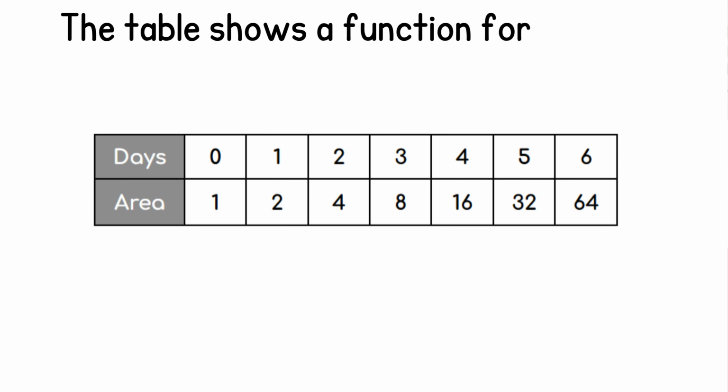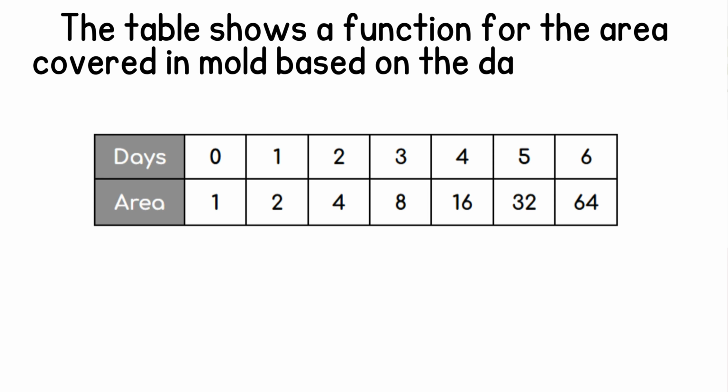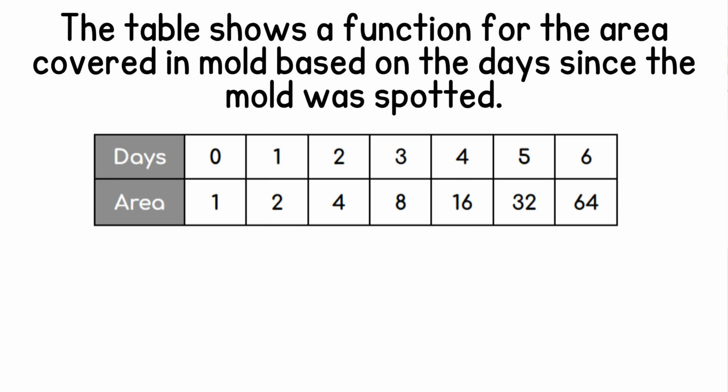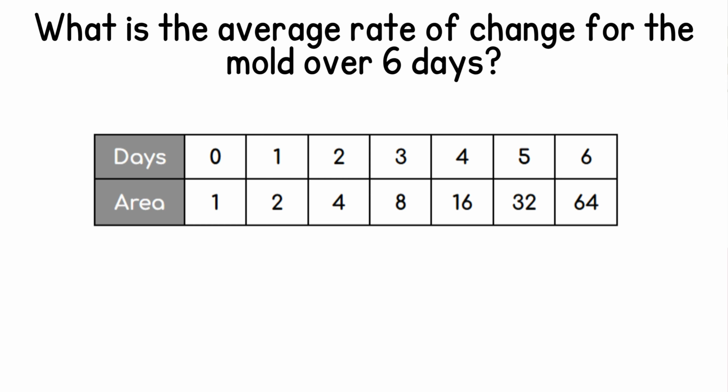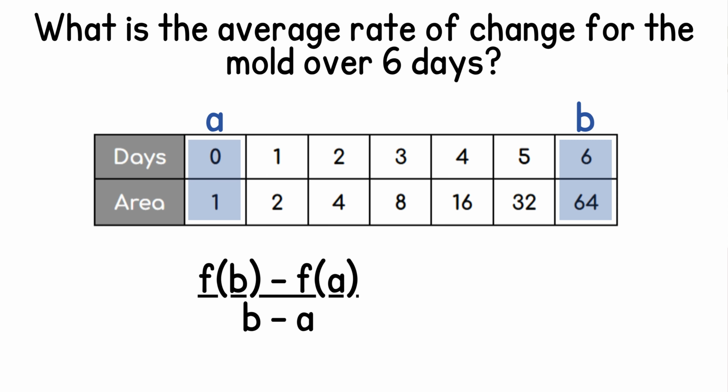In this example, we have a table that shows a function for the area covered in mold based on the days since the mold was spotted. We're going to find the average rate of change for the mold over all 6 days. So we'll start by calling point A day 0, and point B will be the 6th day. We'll take our formula and replace f of b with 64, and the output of A is 1. Now let's look at the inputs. The input of B is 6, and the input of A is 0.